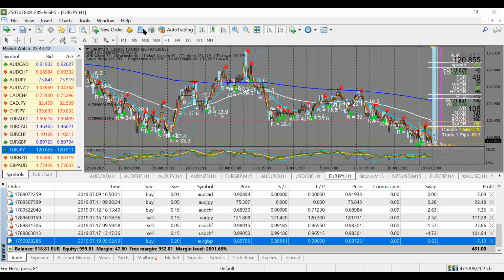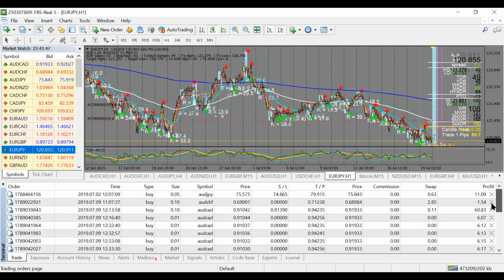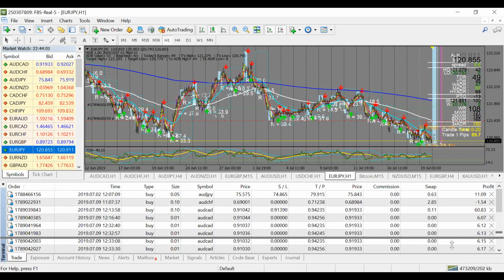And the other trade that I'm in a bit of minus, it's this, and it's because when the market closes, the spreads spread out so wide, so it put me back into minus. But so far so good, I'm not worried.